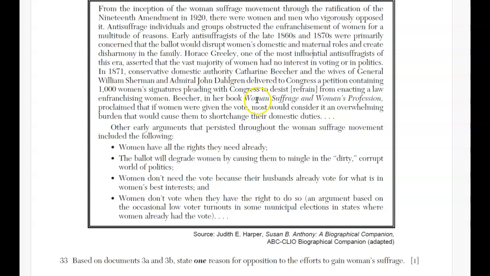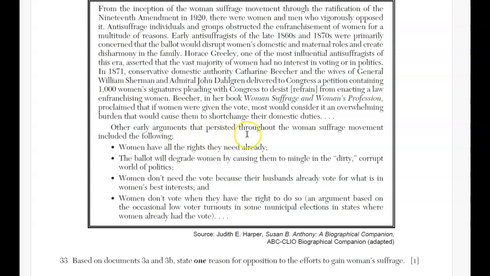Beecher, in her book, Woman Suffrage and Women's Profession, proclaimed that if women were given the vote, most would consider it an overwhelming burden that would cause them to shortchange their domestic duties. So if they could participate in politics, they wouldn't have enough time to spend as mothers and wives. That's the argument here.